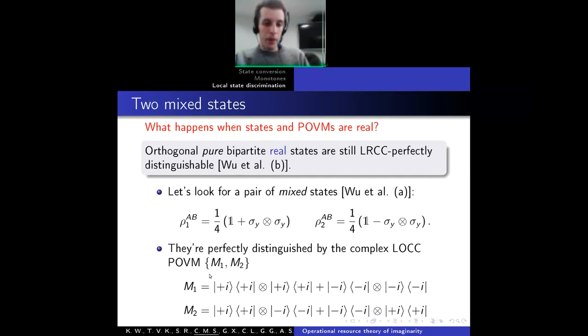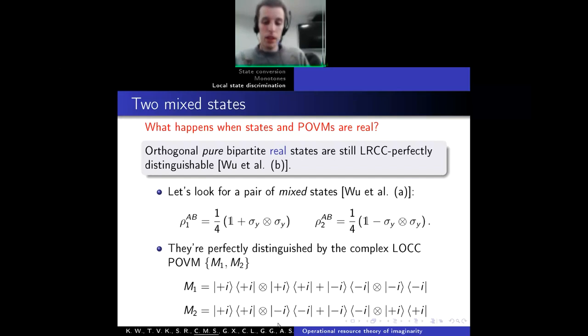And yeah, this is an LOCC POVM that works, let's say, without any restriction, that discriminates perfectly between these two states. Notice that here the local elements are imaginary because I need to measure with plus i and then minus i, you see? So this is definitely something that is not locally real, okay?